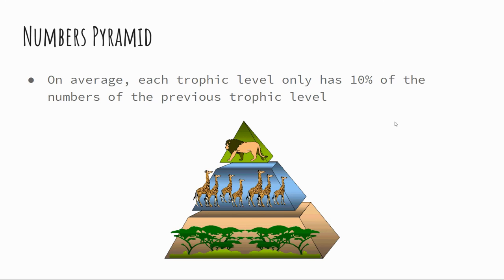The numbers pyramid still follows the same trajectory. On average, each trophic level only has 10% of the numbers of the previous trophic level. A lot more trees in the world than there are lions.